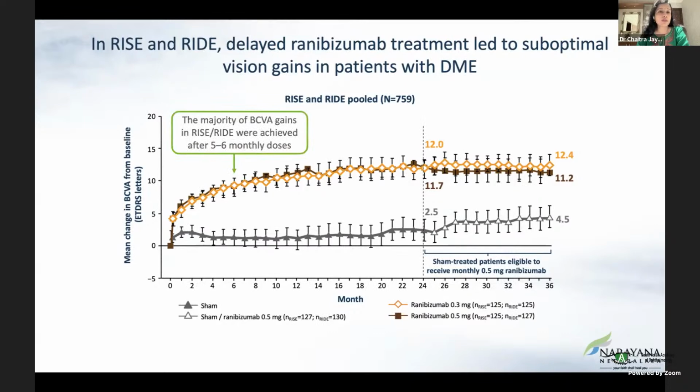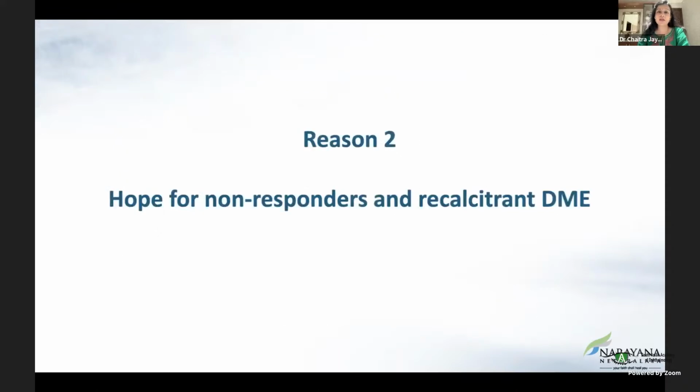And the majority of BCVA gains in these studies were achieved after 5 to 6 monthly doses. So they were rather aggressive in the study. Secondly, we want some hope for non-responders and recalcitrant DME. We know that a large population do not definitely respond to treatment itself, whether it is 1, 2, or 3. So we are very often confused whether to switch after 2, whether to wait for 3, as several studies say.